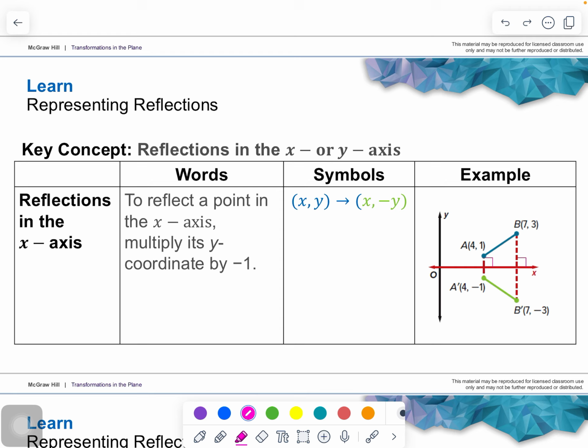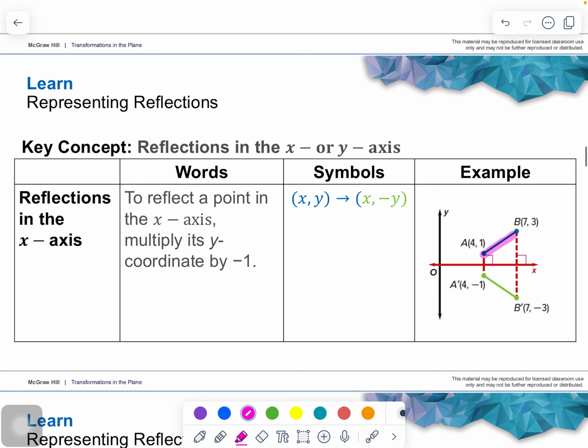in the x-axis, so the words that you might hear is we reflect across the x-axis, or reflections in the x-axis. So for instance, here's our segment. Segment AB is reflected across the x-axis. So the pre-image is up there, and now here's the image down here. So we see A prime and B prime down there. That's how we use those terms, A prime, B prime.